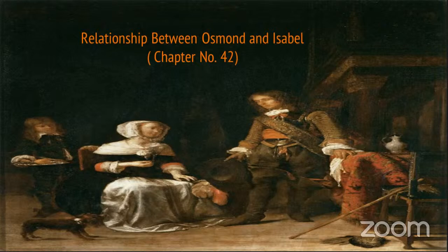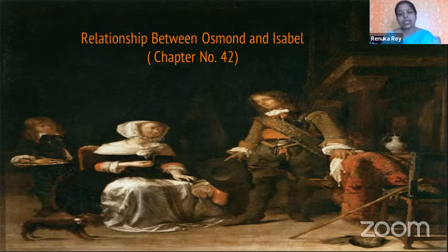Okay, so this is how the true character of Osmond has been described in the novel. Now, let us have a brief understanding of the nature of the relationship between Isabel and Osmond. Osmond's indirect suggestion to use her influence over Lord Warburton and persuade him to marry Pansy makes Isabel sit back and think and weigh the real status of her relationship with Osmond.